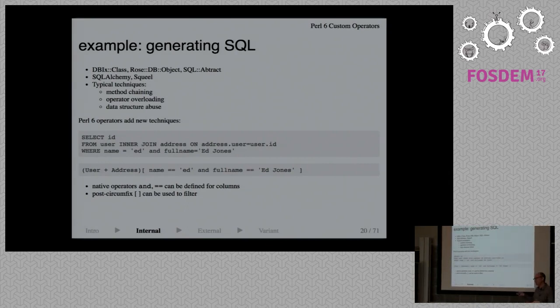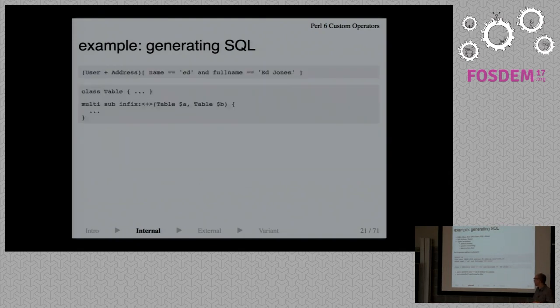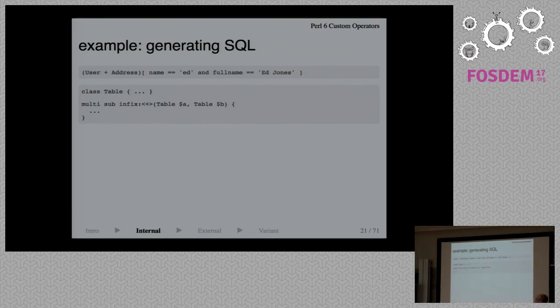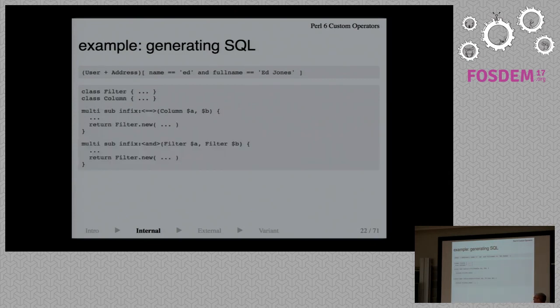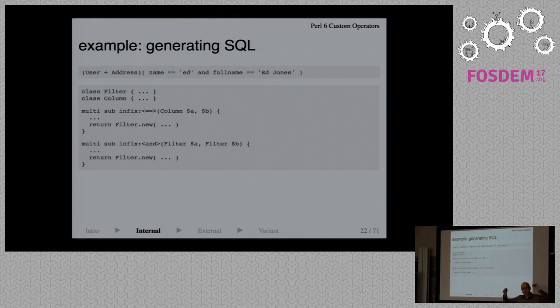We can use the post-circumfix operator to filter things. The way we would do that is we would have, for instance, a table class, and then the infix plus takes two tables. So user and address would take two tables and generate something else. Similarly, we could do something with equals and say equals takes two columns, or maybe a column and a value, and returns a filter of some sort. And then we could do something else.